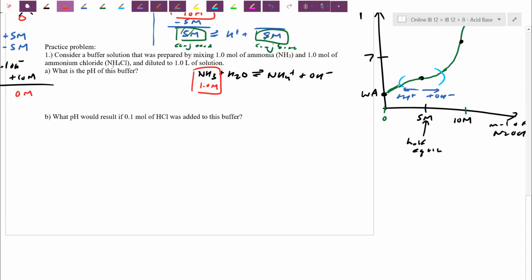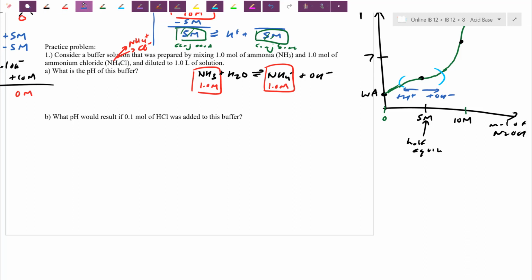The ammonium chloride is a salt. It breaks up to form NH4 plus and Cl minus in a 1-to-1 ratio. I don't really care about the chloride, it's just going to be a spectator, but the NH4 plus is now going to be 1 molar. It's diluted to 1 liter, so that's why the concentration is 1 molar. I want to find, what is the pH of this buffer?